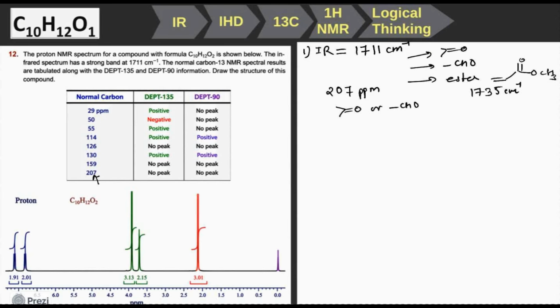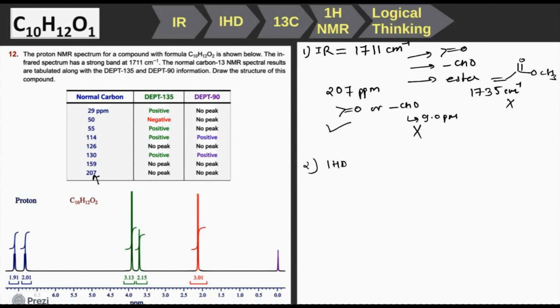In the 1H NMR, there is no signal around 9 ppm, right? Therefore, this compound does not have an aldehyde, and you can also rule out the presence of the ester group. So what is present in the molecule? The molecule has a keto group. Now we are going to calculate the index of hydrogen deficiency.